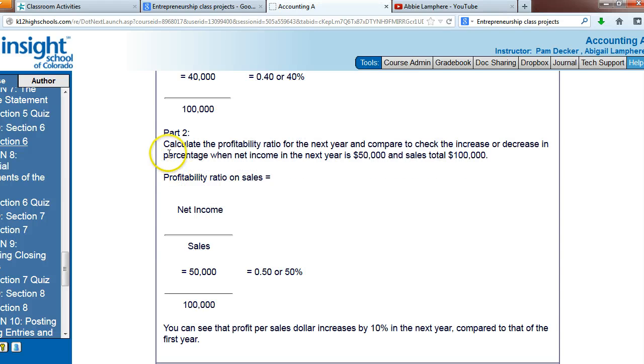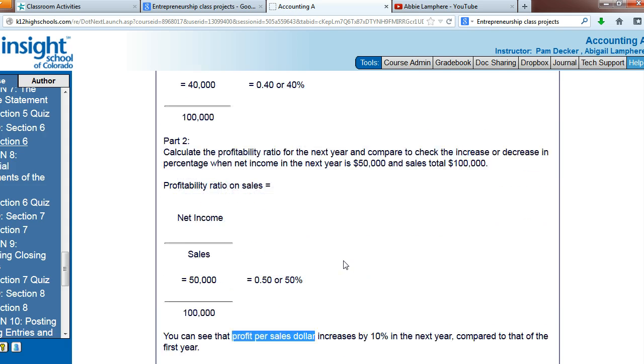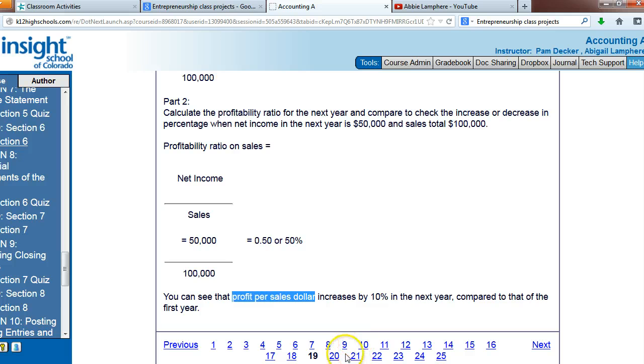Another example, part 2, calculate the profitability ratio for the next year. So this is a look at net income and sales of the next year. And again, net income over sales gives you 50%. So they increased their profit per sales dollar by 10% in the next year. I will help you with remembering these different ratios. But again, you're just finding the relationship between two different numbers, and this profitability ratio looks at net income over sales.